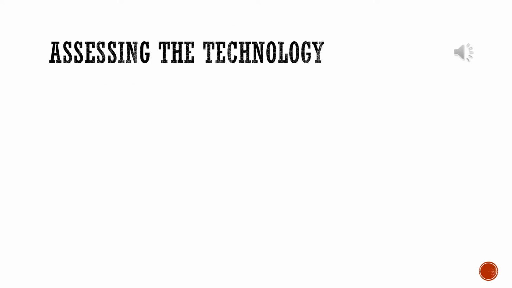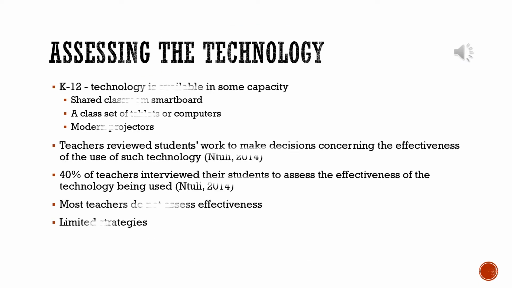It is seen in the day-to-day K-12 sector that technology is always available in some capacity, whether by a shared classroom smartboard, a set of class tablets, or computers, or even modernized projectors, just to name a few. In a case study performed by Ntuli 2014, findings indicate that after a lesson and classwork using technology, the majority of teachers reviewed students' work or the products to make decisions concerning the effectiveness of the use of such technology without actually assessing the technology itself.